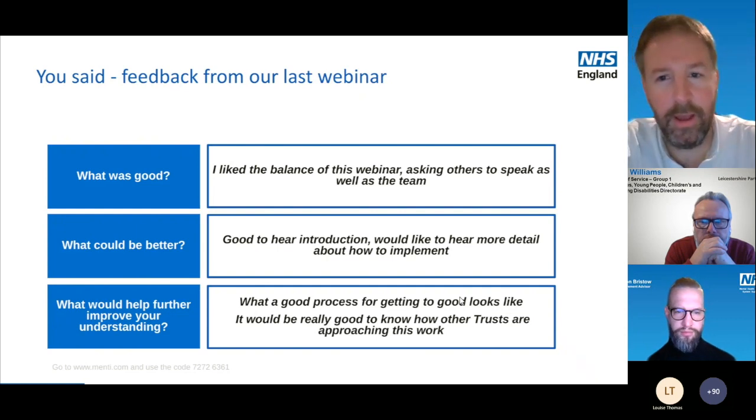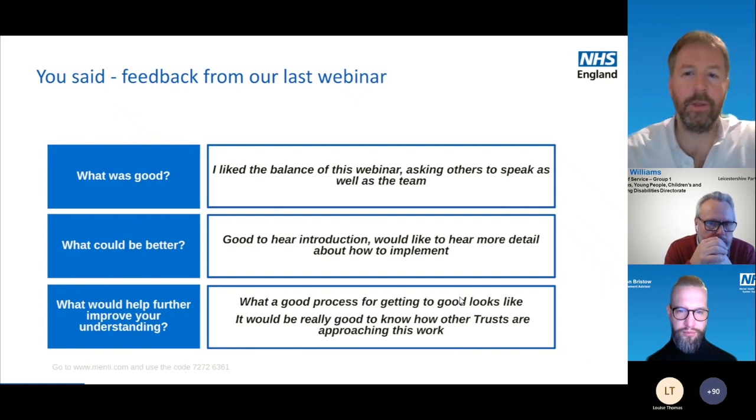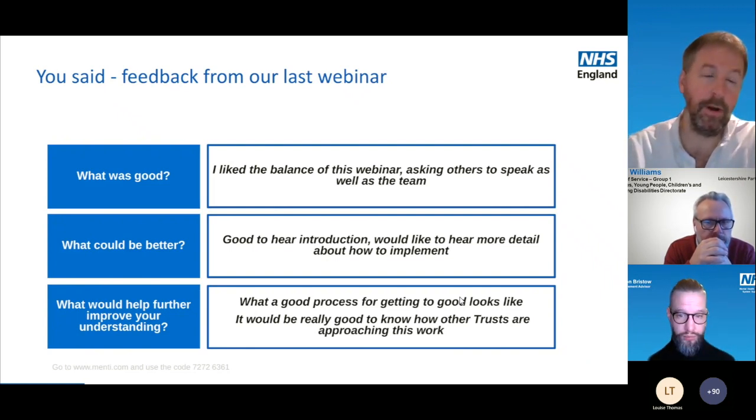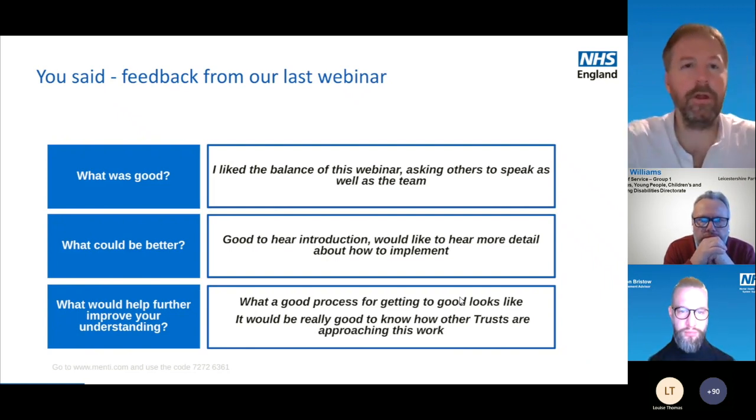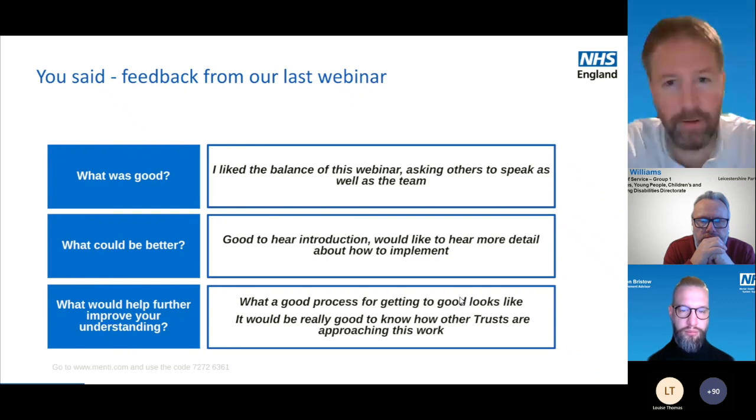You wanted to hear, to help you go further, what the process for getting to good looks like and how other trusts are approaching this work. So again, we'll talk quite a bit about the process, and we've also invited Paul from Leicestershire, who will talk a bit about how this process evolved within his trust. So you've got that to look forward to a bit later.